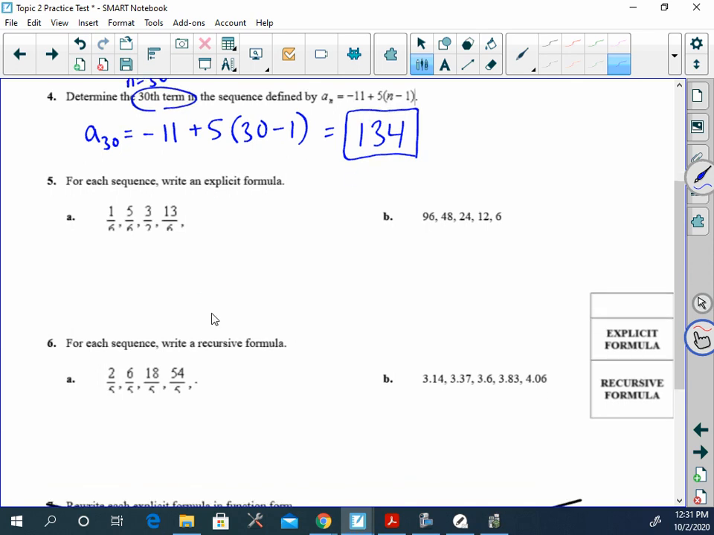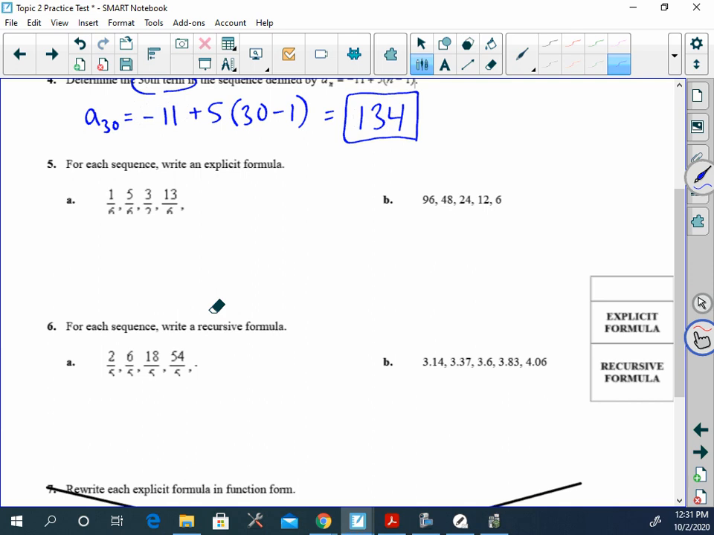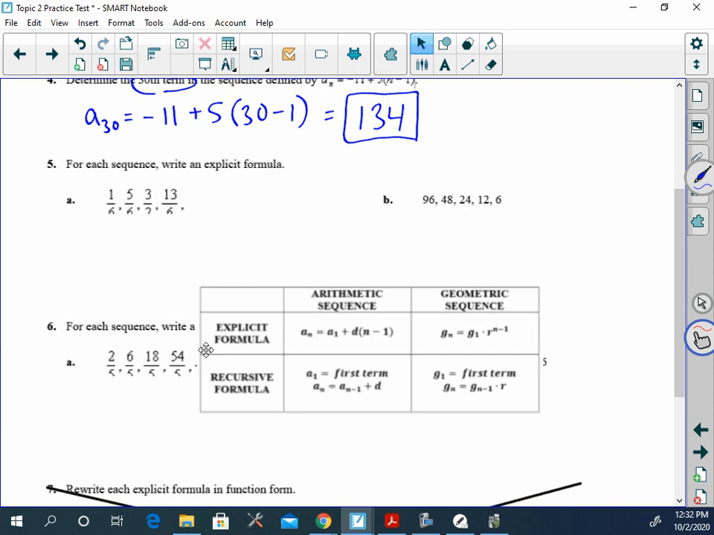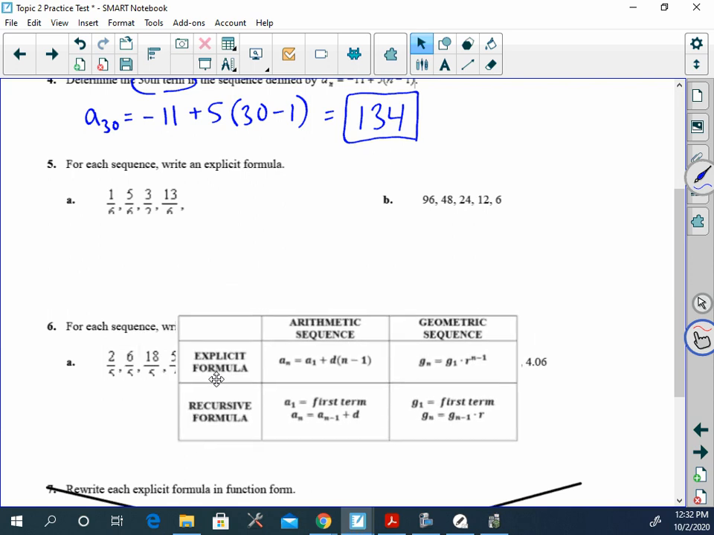All right, then moving to these ones, we're trying to write the explicit formula, and on the back page of your test, that's where those formulas are, so I'm going to go ahead and drag that out here. I just took a picture of it. So we want to write an explicit formula, so make sure you're looking at the explicit formulas here. The explicit ones would either be this one if it's arithmetic, or this one if it's geometric.